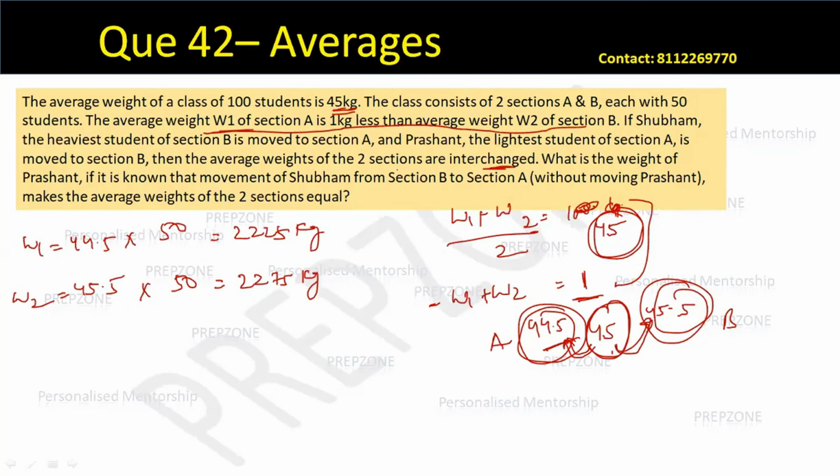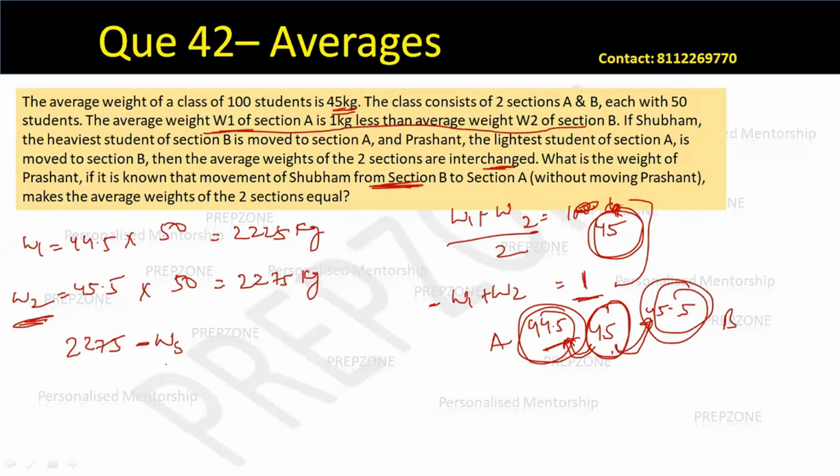So see, if it is known that the movement of Shubham from section B. So Shubham was in section B. From B I removed Shubham and I have added him to section A. Okay, which means the initial weight of section B was 2275. Okay, from this I removed Shubham, because the movement of Shubham from B to A makes the weight of the two sections equal.